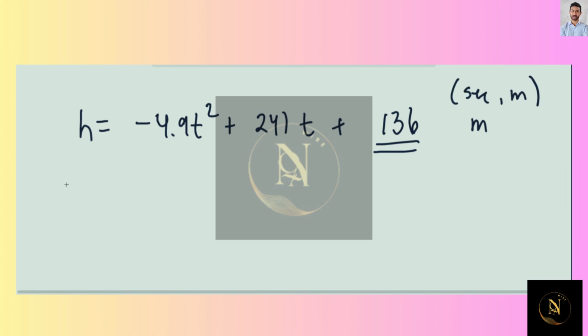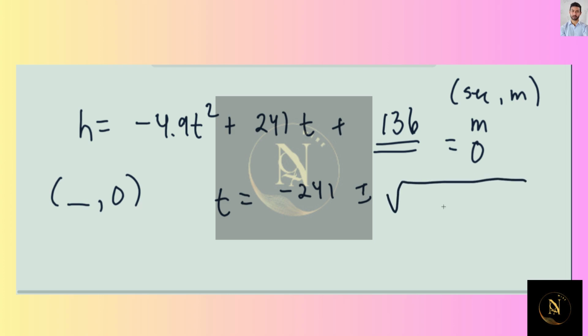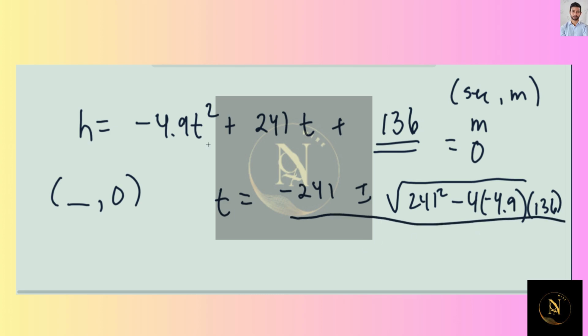The first thing you wanted to know is when will it hit the water? So we want to find at what time it will end up being at a height of 0. If we set this equal to 0 and use the quadratic formula, we know our time is equal to negative 241 plus or minus the square root of 241 squared minus 4 times a, which is negative 4.9, times c, which is that 136, all over 2 times a, which will be negative 9.8.